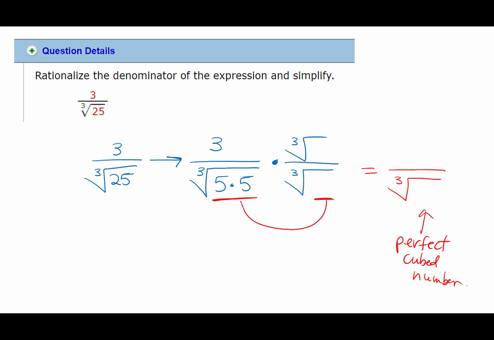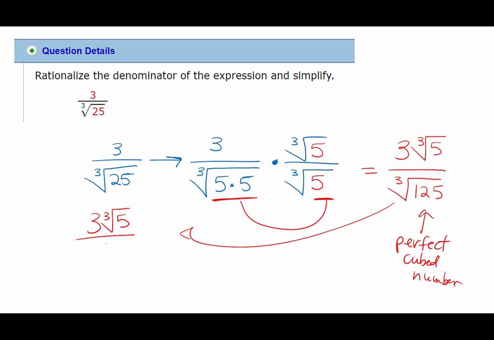So right now there's 5 times 5. If we multiplied by one more 5, we would then have 3 5s, and that's a perfect cube number. So that's what we'll do, multiply the numerator and denominator by the cubed root of 5. The numerator will be 3 times the cubed root of 5 over the cubed root of 125. Your final answer will look like this, 3 cubed root of 5 over 5.